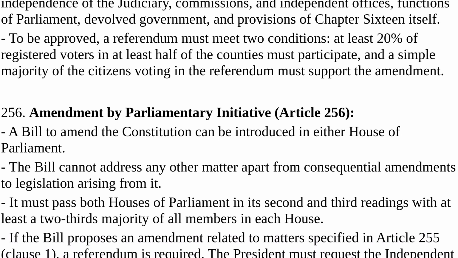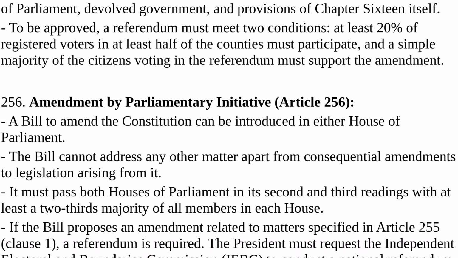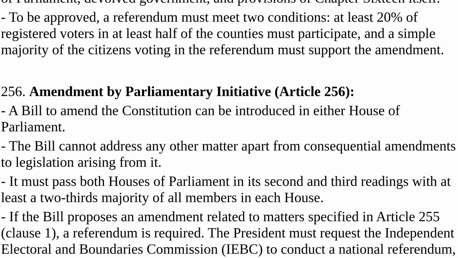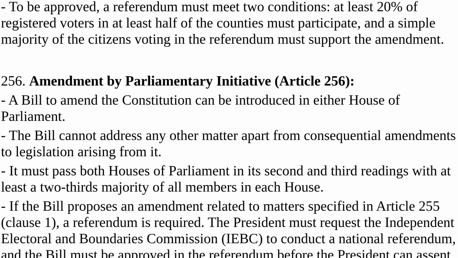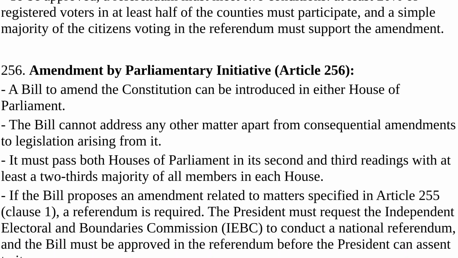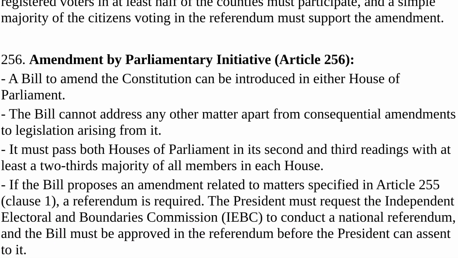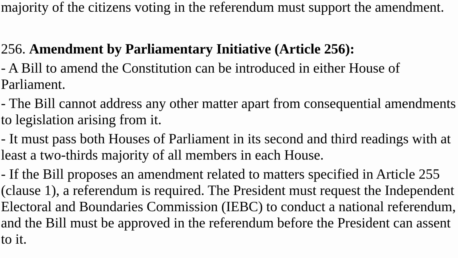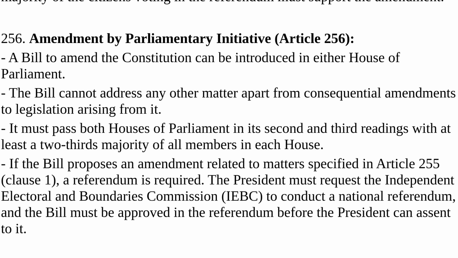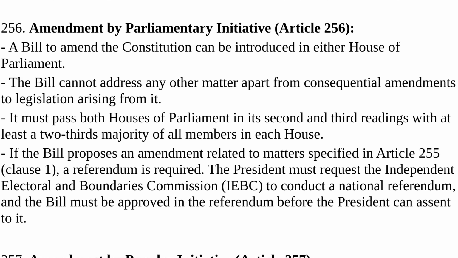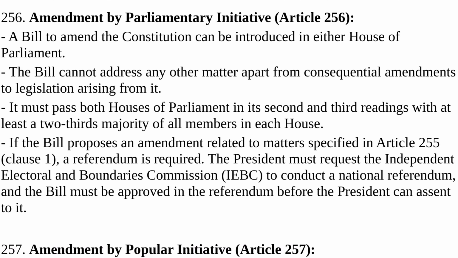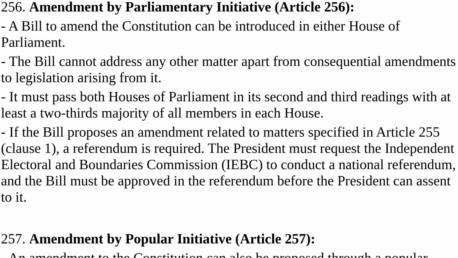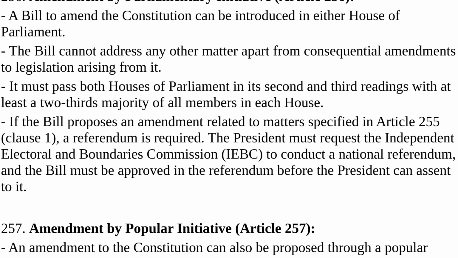256. Amendment by Parliamentary Initiative. Article 256. A bill to amend the Constitution can be introduced in either House of Parliament. The bill cannot address any other matter apart from consequential amendments to legislation arising from it. It must pass both Houses of Parliament in its second and third readings with at least a two-thirds majority of all members in each House.